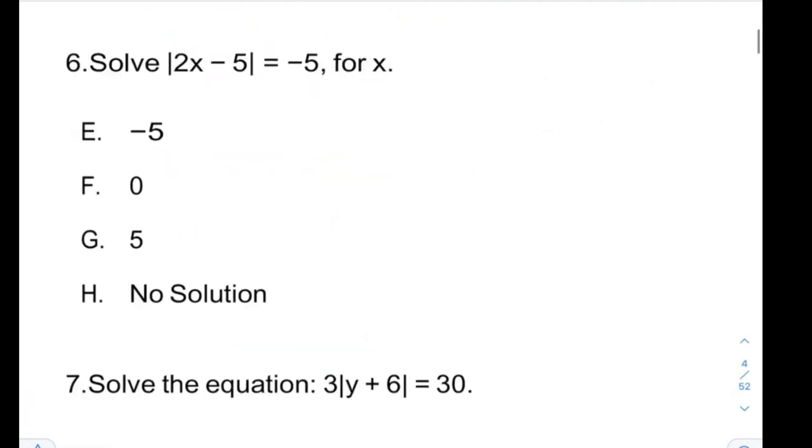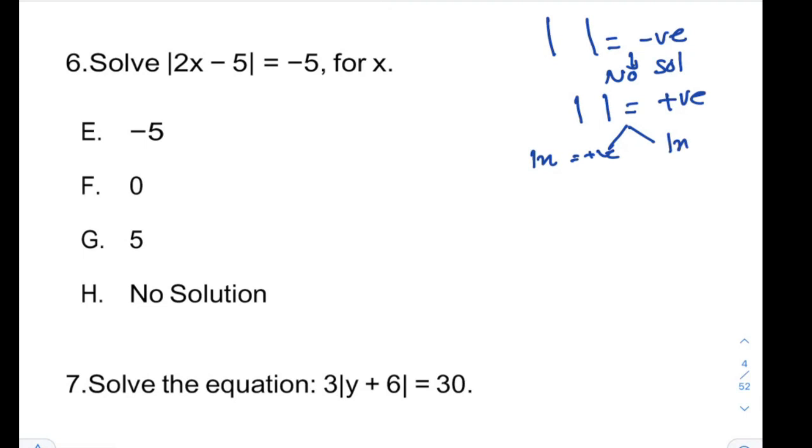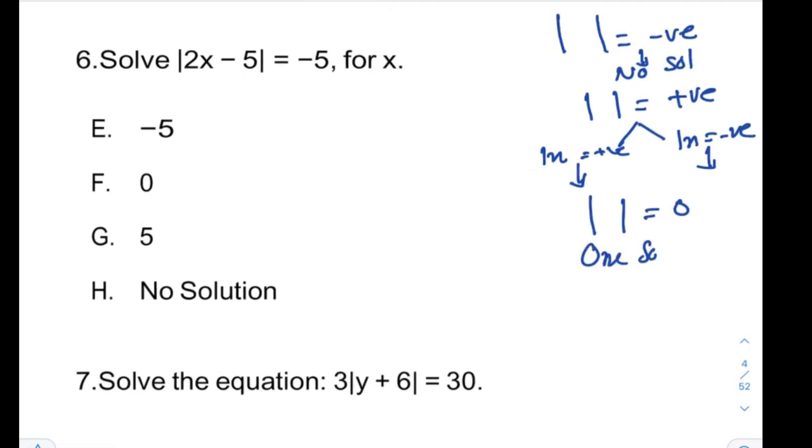And now moving to the absolute value. Remember, what is the absolute value? Absolute value will be always positive. So if you have any absolute value equals to negative number, directly you can say no solution. But if absolute value is equal to positive number, we have two cases. What is in the absolute value is positive, or what is in the absolute value equals a negative number, and you will solve each negative of that one. And if you have absolute value equal to 0, then we have one solution. There is no two cases, one case only.